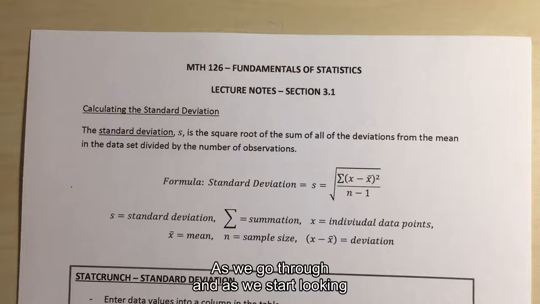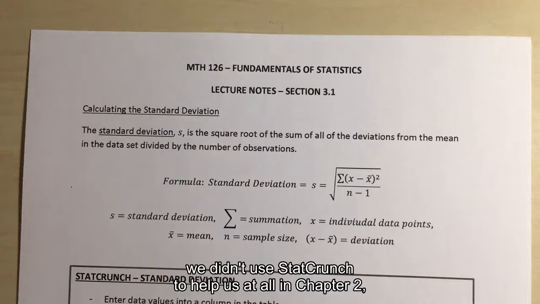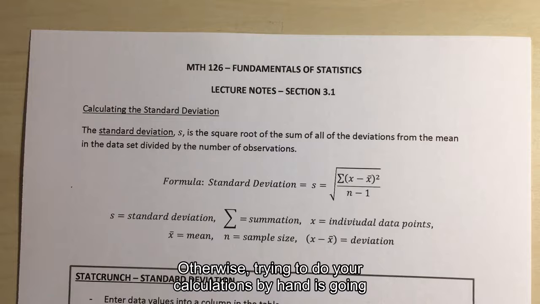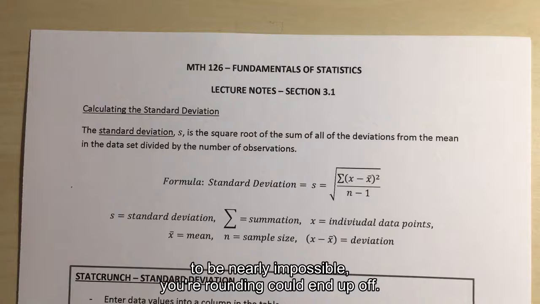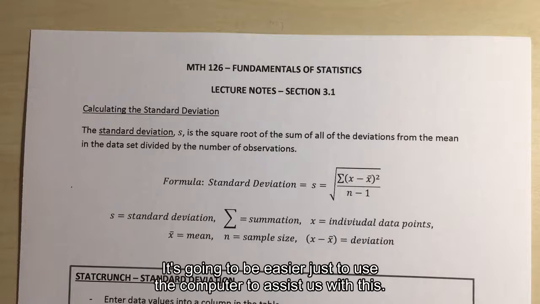So as we start looking at the next few examples, even if we didn't use StatCrunch to help us at all in Chapter 2, you are going to have to be using StatCrunch in Chapter 3. Otherwise, trying to do your calculations by hand is going to be nearly impossible. Your rounding could end up off, so it's going to be easier just to use the computer to assist us with this.